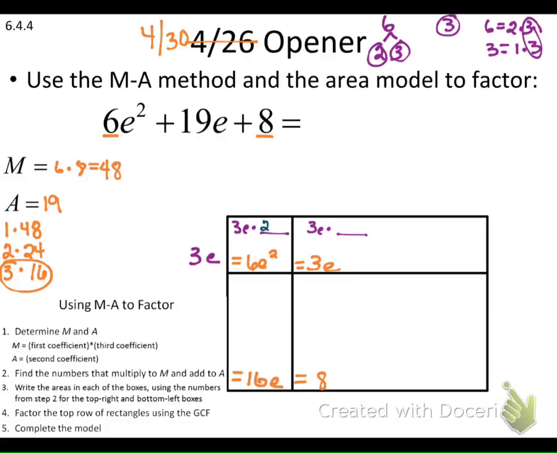So how many E's do I need to put in there with that 2? 1. Now, because I want to make sure I label all sides of my area model, I also bring that 2E up there to represent the width of that rectangle. Okay? So then I go to the next rectangle. 3 times what will get me to 3? 1. I have 1E up here in my height and 1E here in my area, so do I need any more E's? No. So the width of this rectangle is just 1.